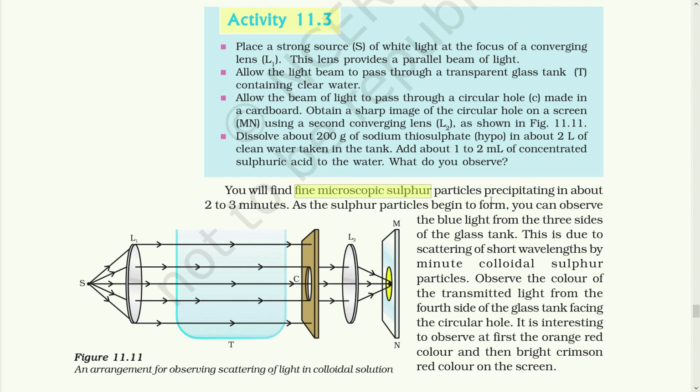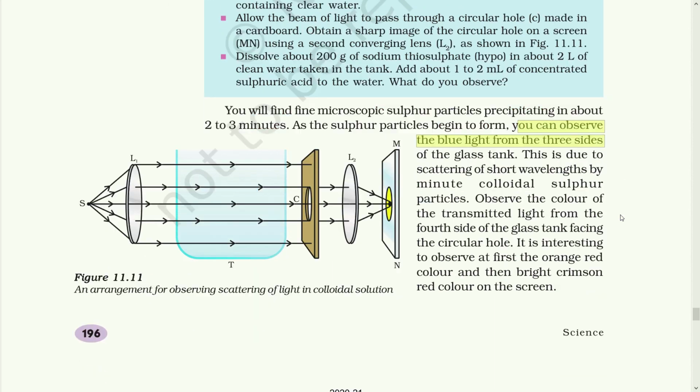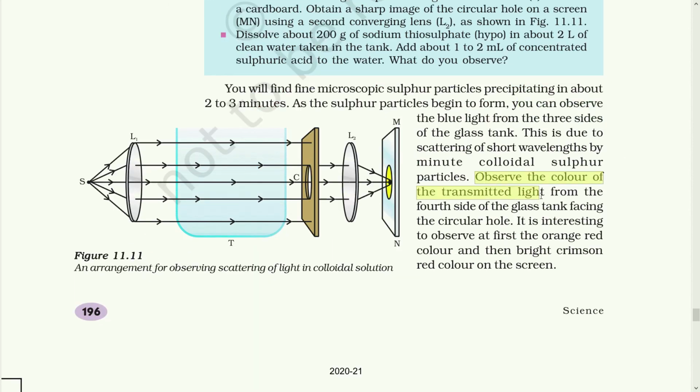As the sulfur particles begin to form, you can observe blue light from the three sides of the glass tank. This is due to scattering of short wavelength by minute colloidal sulfur particles. Observe the color of the transmitted light from the fourth side of the glass tank facing the circular hole. It is interesting to observe at first the orange red color and then bright crimson red color on the screen. So here they are obtaining the color just like during the sunset or sunrise, and during the whole day you can see in the atmosphere.